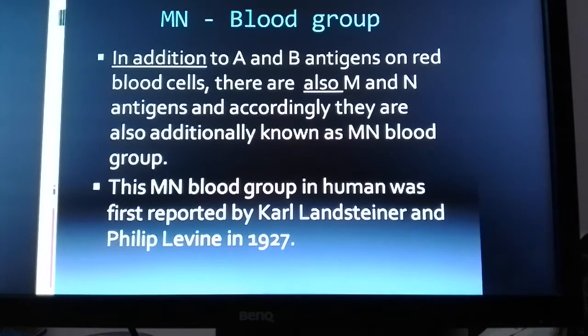Accordingly, the blood may be distinguished as the MN blood group also. In general, it is said there are about 49 antigens on the red blood cells of humans. But anyway, these three types of blood groups are familiar among the students. And this MN blood group was first reported by Karl Landsteiner and Levine in 1927.